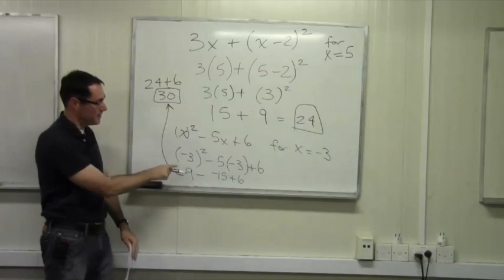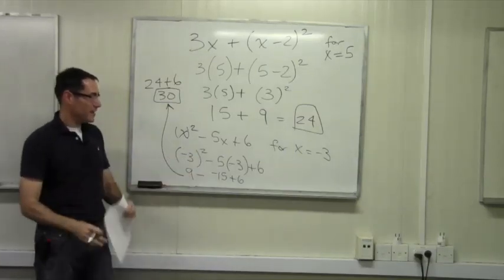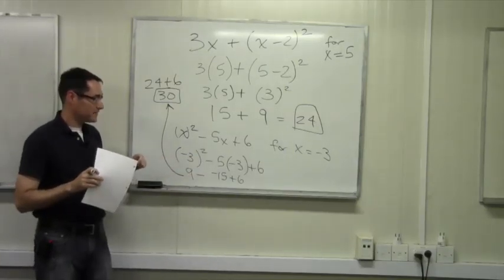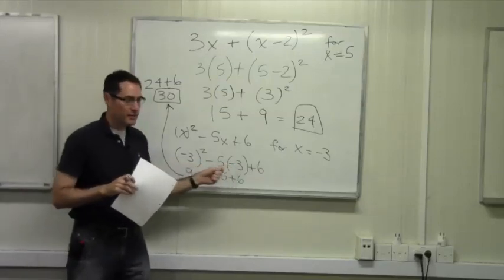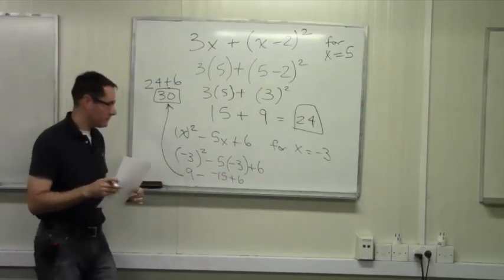I put the parentheses in there. Negative 3 squared is 9. And the same thing here. Any questions on that? OK, good.